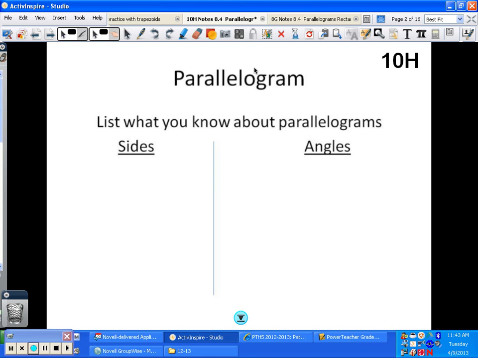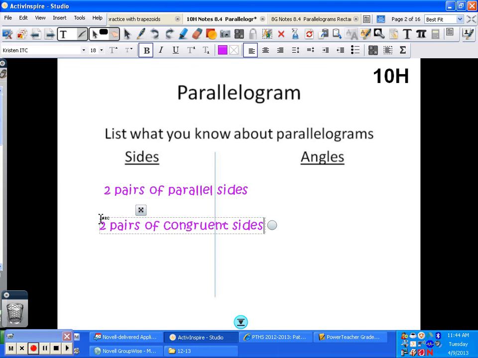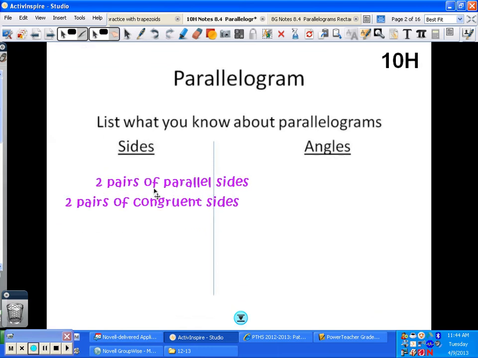Let's list what we know about a parallelogram. There are things that we know about both the sides and the angles, and then we're even going to add the diagonals of a parallelogram. On the sides, we know that there are two pairs of parallel sides. We know that there are also two pairs of congruent sides, and those are the sides that are opposite each other, of course, for parallel and congruent.